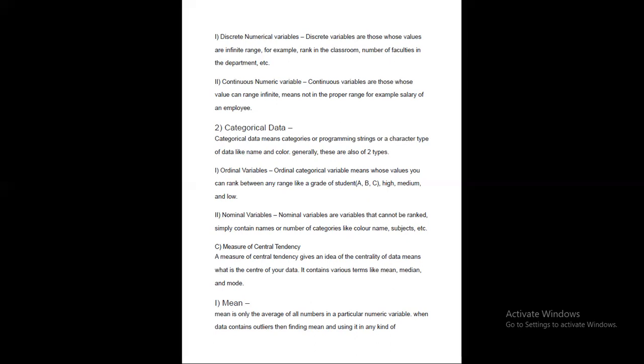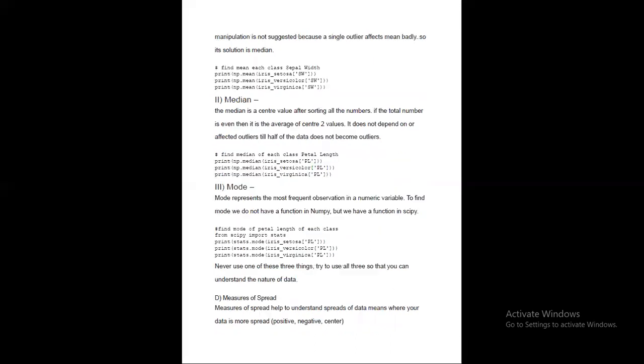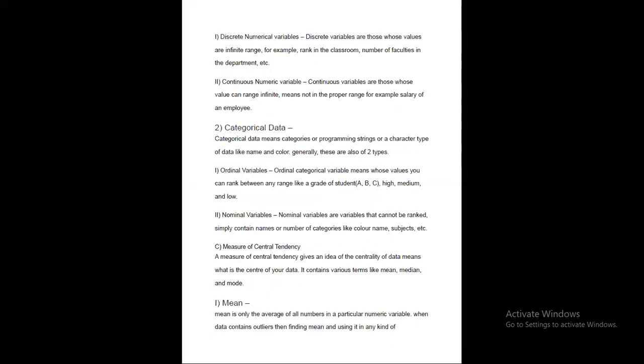So when data contain outliers, then finding the mean and using it in any kind of these things will be difficult, because of the outliers. What is an outlier? First of all, let me give you an example. Say there are 10 numbers, 1, 2, 3, 4, 5, 6, 700, 8, 9, 10.